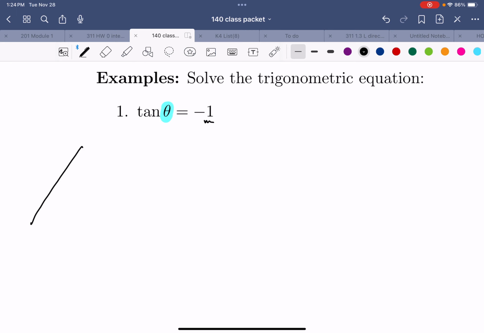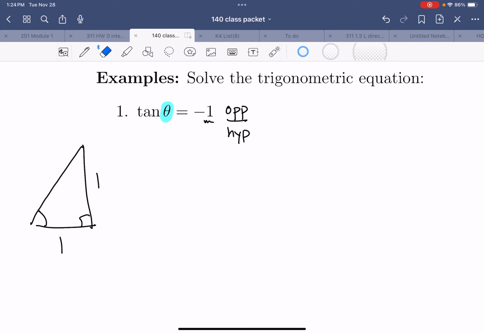Well, I can get tangent, right? This is opposite over adjacent for tangent, and I want those to be the same. So I want the opposite and the adjacent side to both be 1. Well, that happens in a 45-45-90. So my reference angle here is going to be 45 or pi over 4. But notice that this is negative, so I need to put that in the negative quadrants.